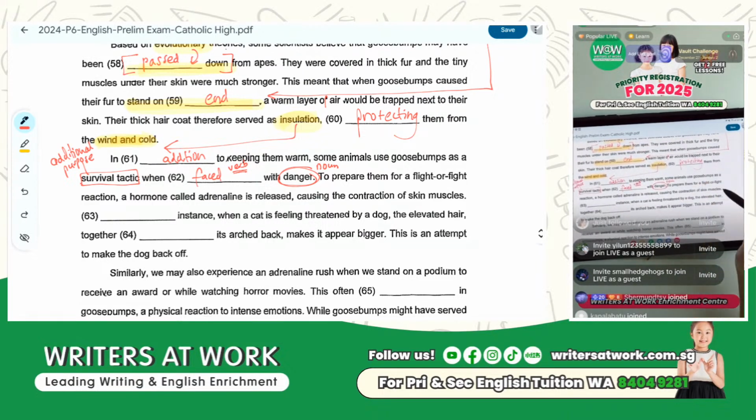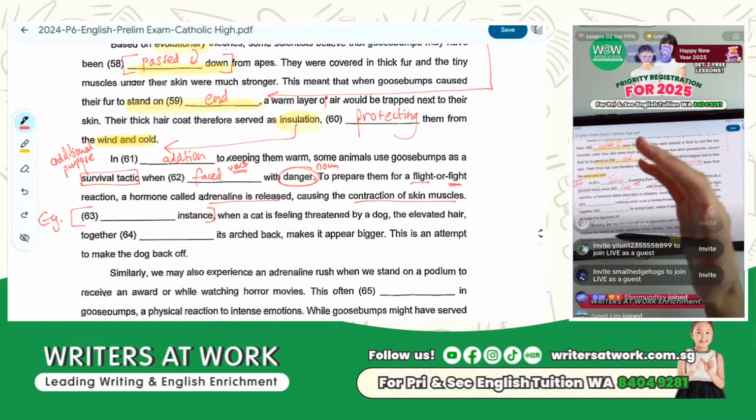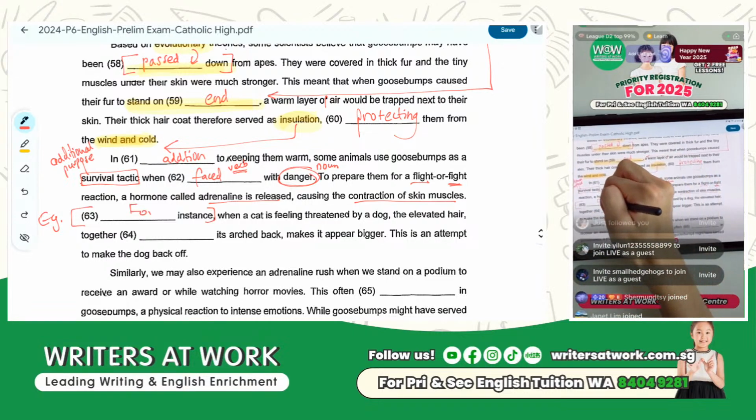That prevents them, the fight or flight reaction. That means either you escape from the prey or the predator, or you go and fight it out with the predator. Okay, so during such an event, the hormone called adrenaline is released and they will contract the skin muscles. You can see this is a particular example. Another word for example is for instance.